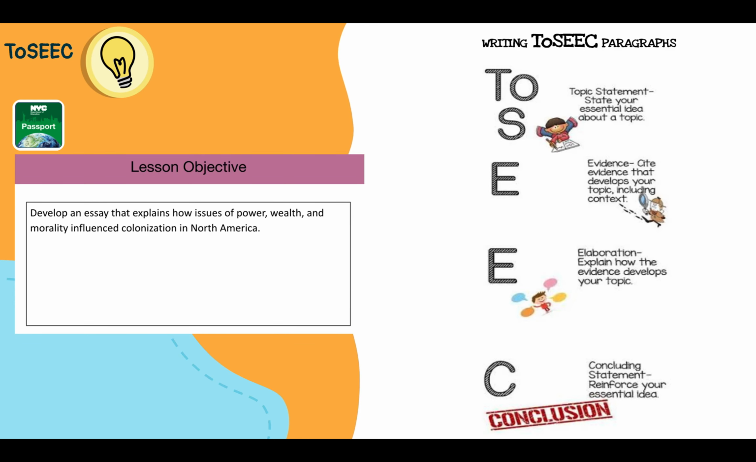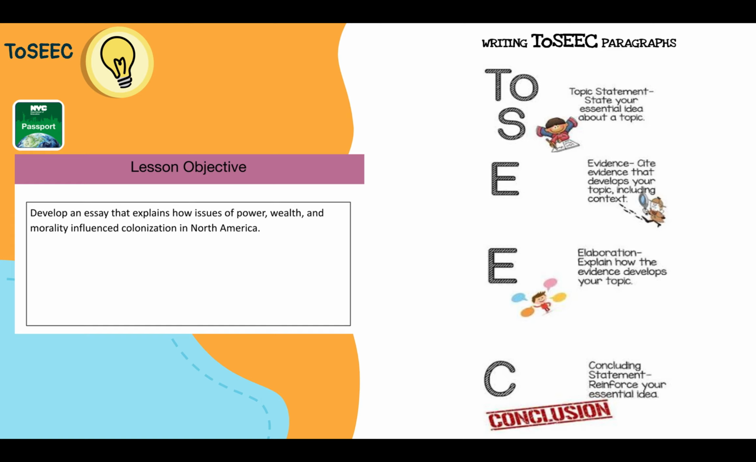In Passport to Social Studies, you will have the opportunity to use the ToSEEC strategy when you develop an essay that explains how issues of power, wealth, and morality influence colonization in North America. But first, let's review that acronym.